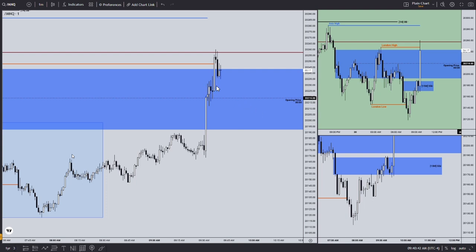All right, so I'm gonna go over the 2022 model, which I took today. It wasn't the cleanest trade, but it was a 2022 model.